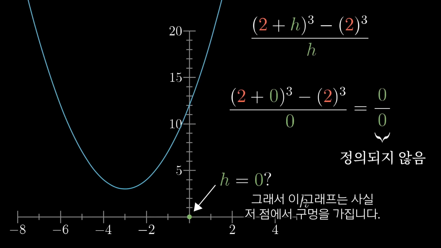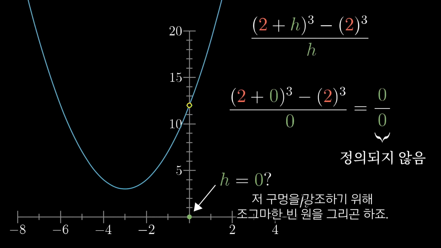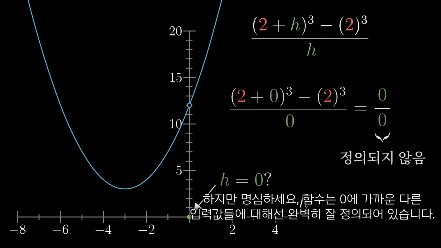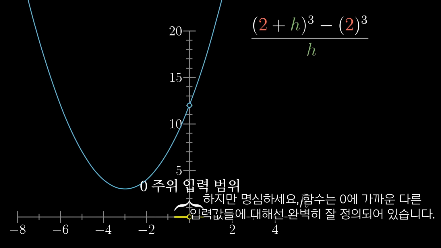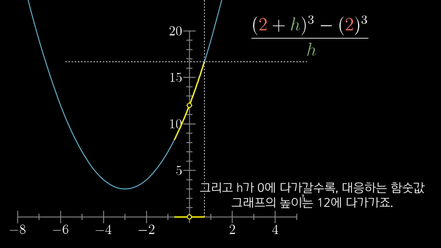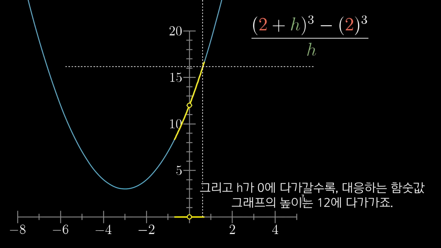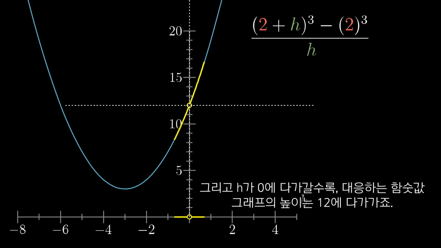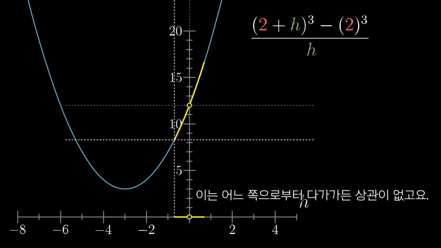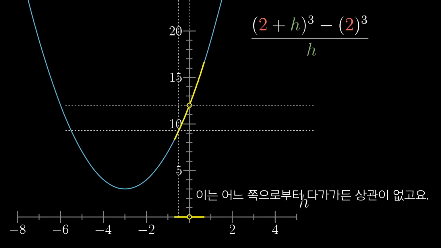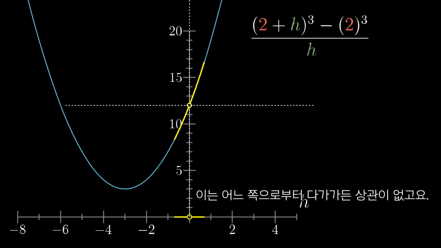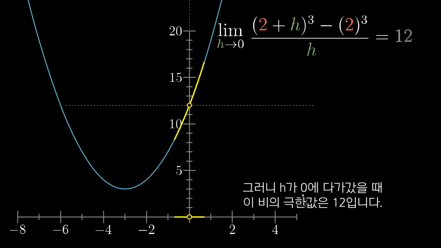So really, this graph has a hole at that point, and you have to kind of exaggerate to draw that hole, often with a little empty circle like this. But keep in mind, the function is perfectly well defined for inputs as close to 0 as you want. And wouldn't you agree that as h approaches 0, the corresponding output, the height of this graph, approaches 12? And it doesn't matter which side you come at it from. That limit of this ratio, as h approaches 0, is equal to 12.